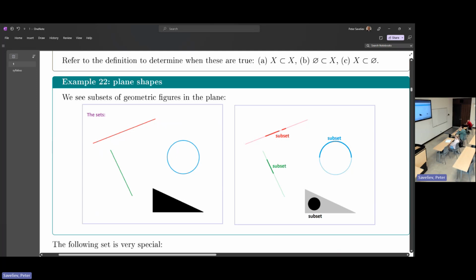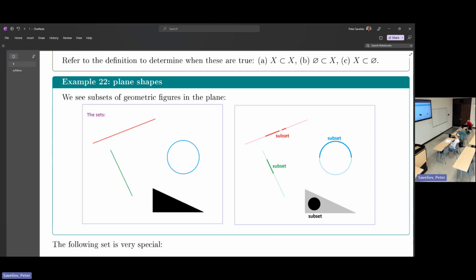Again, geometry: a subset of a line is a segment. A subset of a circle as a curve is maybe an arc. And a subset of a triangle could be a circle inside the triangle, and so on. So these are very easy to illustrate with the idea of subsets if it is actually geometrical. Okay.